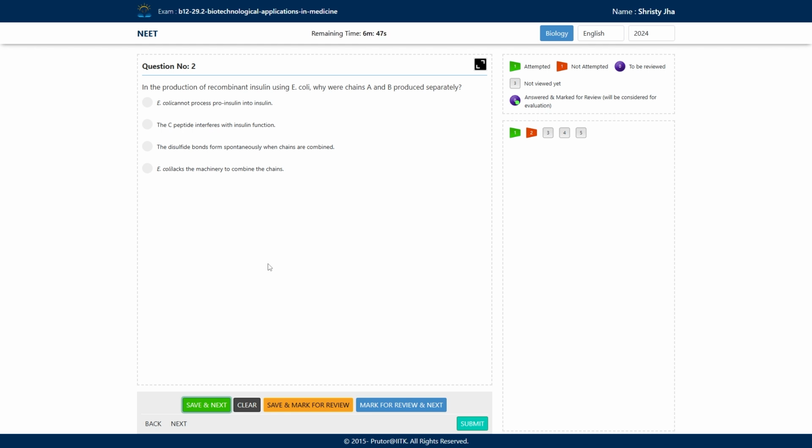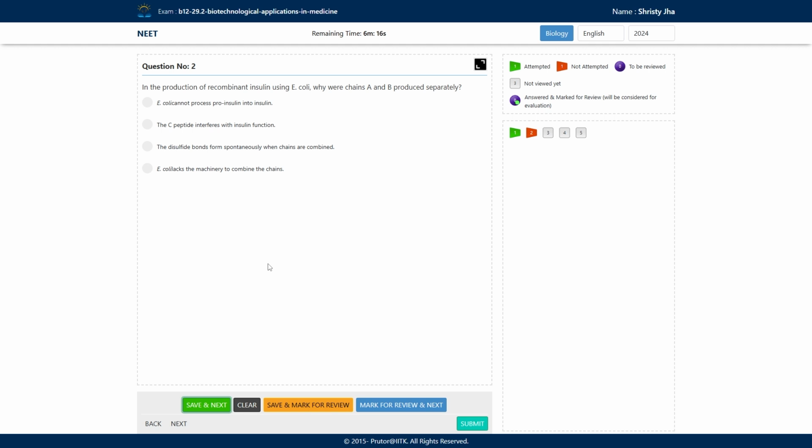What are the options? The first option says E. coli cannot process proinsulin into insulin. Okay, let's see the next option. The C peptide interferes with insulin function. The third option says the disulfide bonds form spontaneously when chains are combined. And the fourth option says E. coli lacks the machinery to combine the chains.